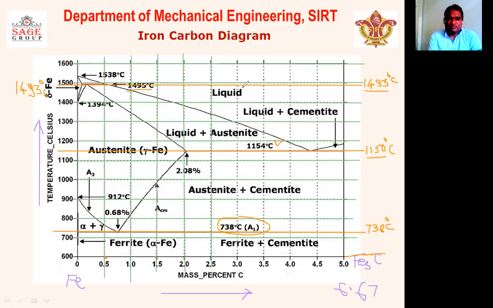right? So the importance of drawing these three lines is that they represent the peritectic temperature, eutectic temperature, and eutectoid temperature. The first line that I have drawn at 1493 degrees Celsius, this is the peritectic temperature, and at this temperature we will get the peritectic reaction. And on the second line that is drawn at 1150 degrees Celsius, this is the eutectic temperature. On this line we will get the eutectic point.